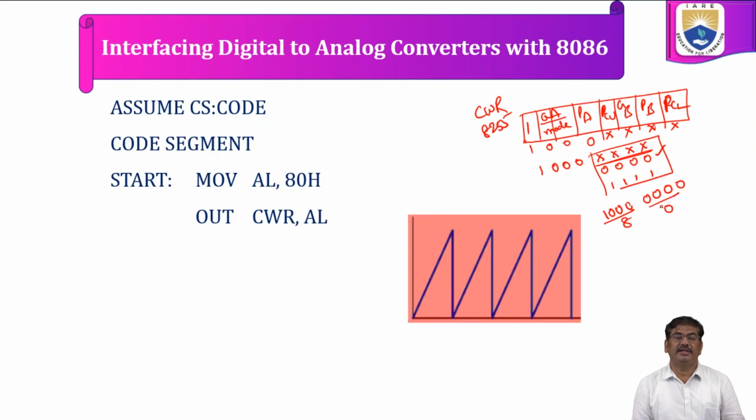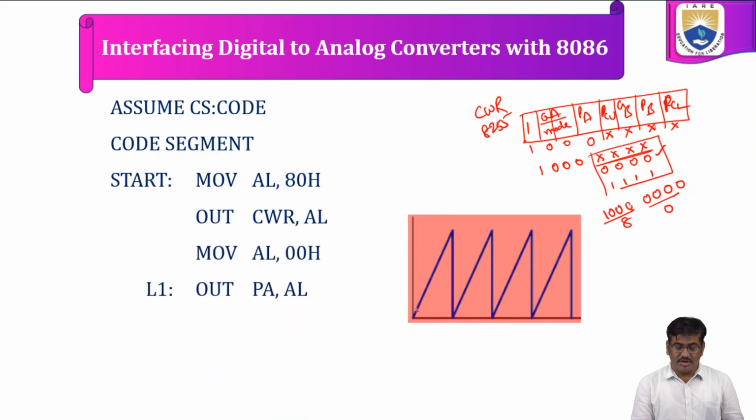which is equivalent to 80H. So for writing the control word register, first the value which we want to write is moved into the AL register, that is MOV AL, 80H. Then we will write the OUT instruction to send it to the control word register. So OUT control word register address, AL. As we are not given the address of the control word register, I am using a generalized notation. If the address is given, the corresponding address we can place in the control word register or port.